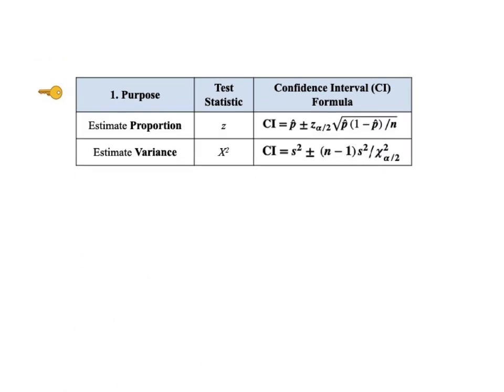This is the bottom part of the table in KTU number 1. It shows the formulas for two additional purposes. Those are for estimating proportion and for estimating variance. For proportion, the test statistic z is used again. For estimating variance, the test statistic chi-squared is used.